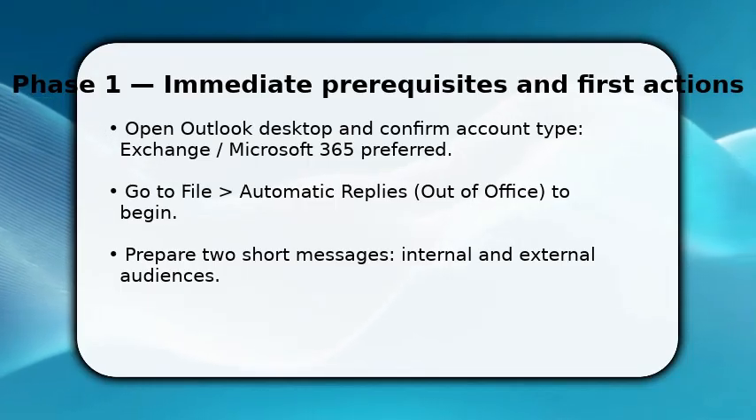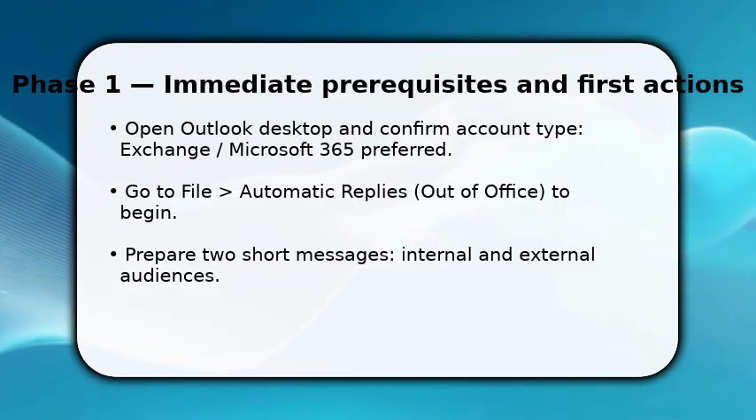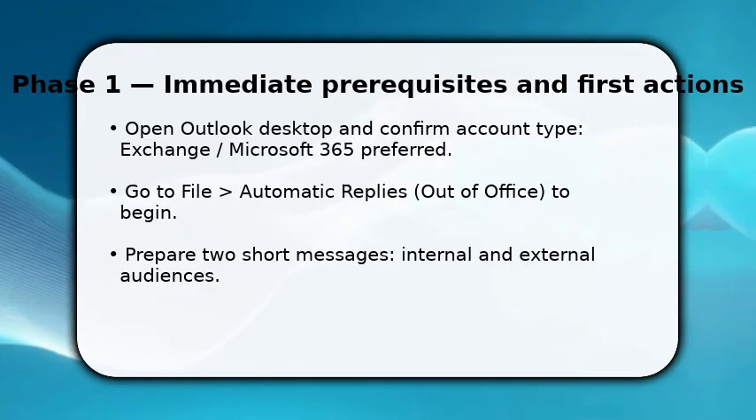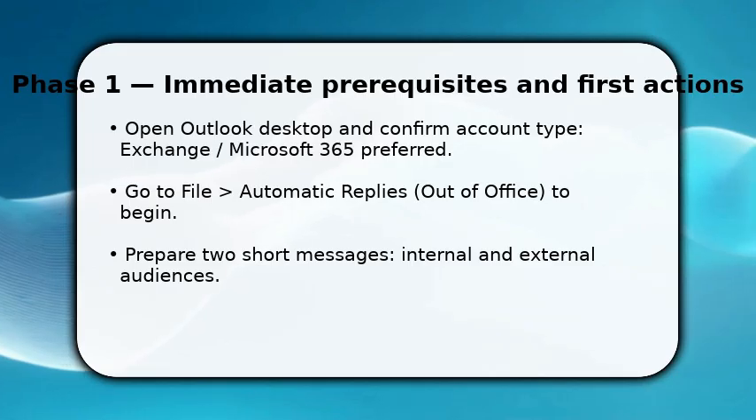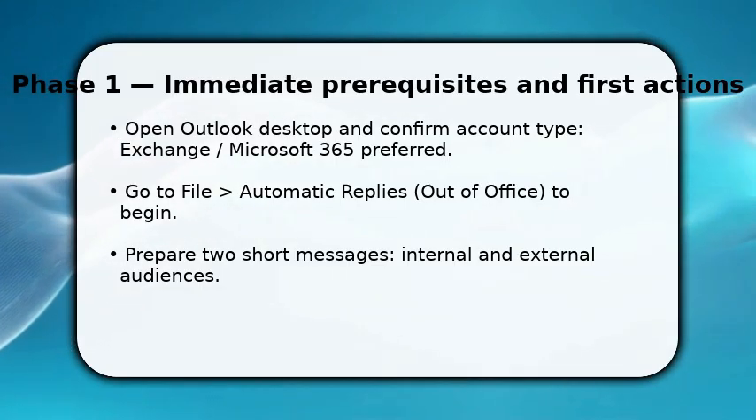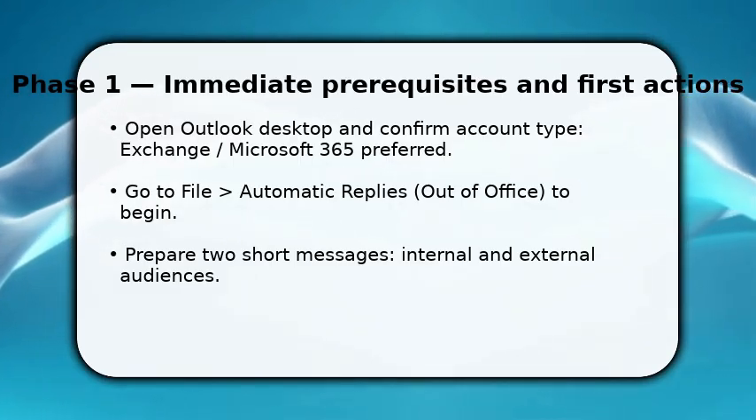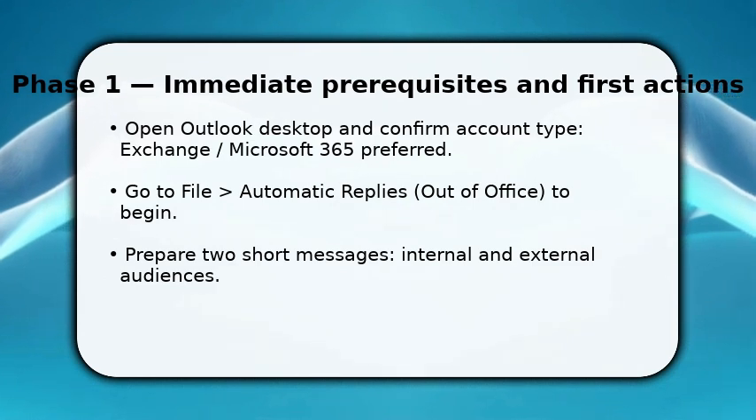You're starting now. Open Outlook and confirm your account is Exchange or Microsoft 365 because server-side replies run even when Outlook is closed. Once confirmed, go to File, then Automatic Replies. Make sure you have 2 messages ready, one for coworkers and one for outside senders, because you'll set different text for internal versus external audiences. This step ensures automatic replies behave predictably and that external recipients don't.